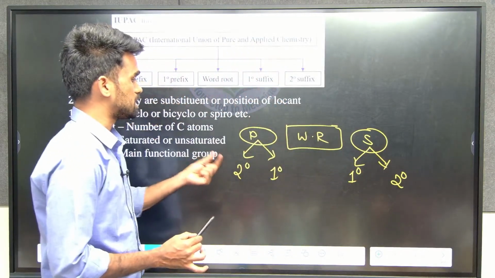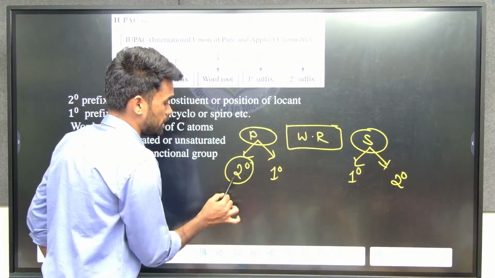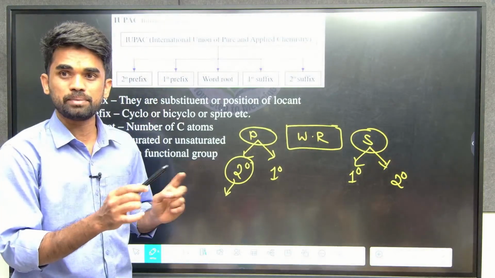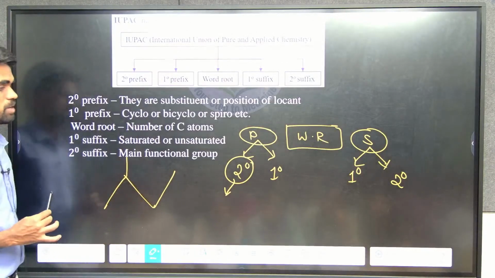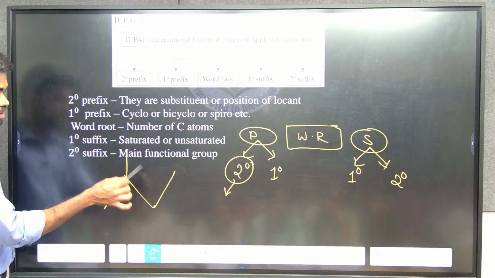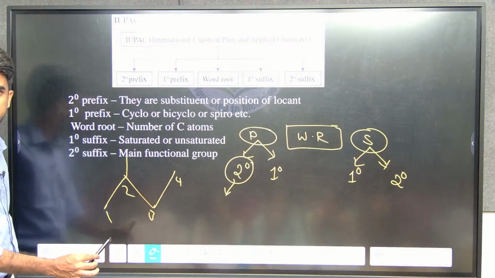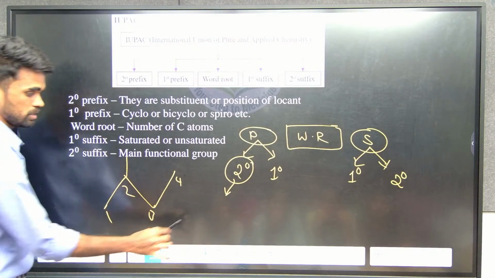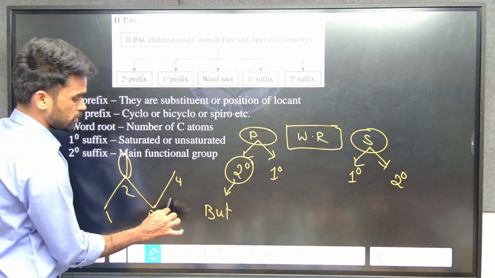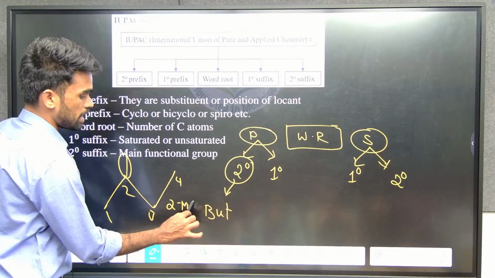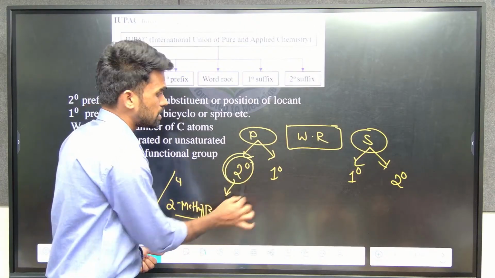Now what is this secondary prefix and primary prefix? Secondary prefix means any substituents, like branches, 2-methyl, 3-methyl, like that we are writing now. For example, if I write like this, what is the name of this compound? How do you number this? 1, 2, 3, 4. This is the longest carbon chain. So what is the root word I should use? But-. And at the second position we have a substituent, so you write 2-methylbutane. This 2-methyl is our secondary prefix.